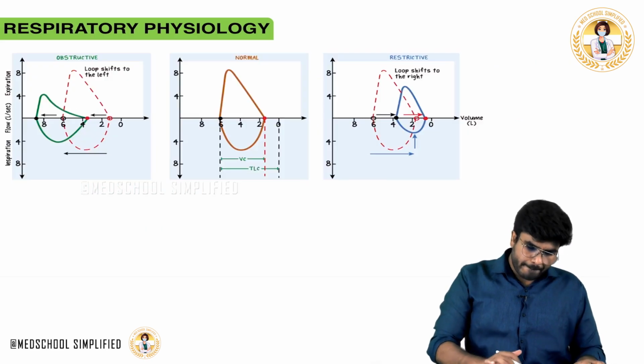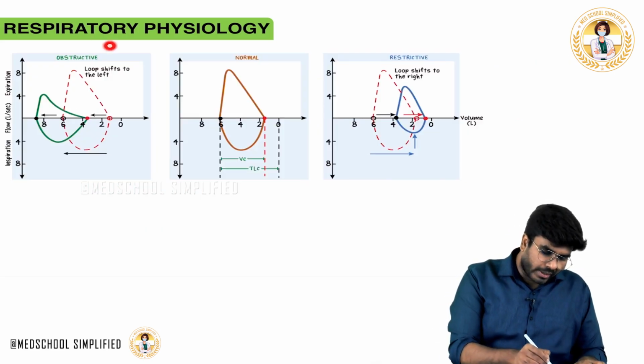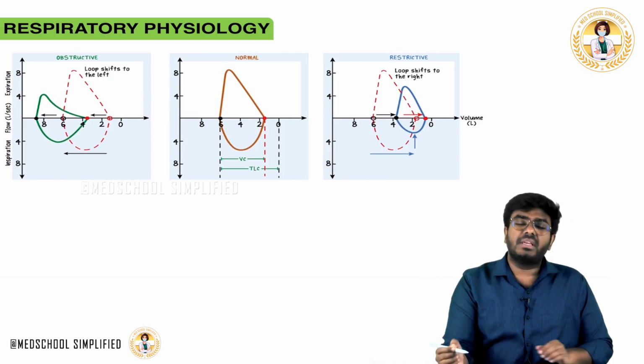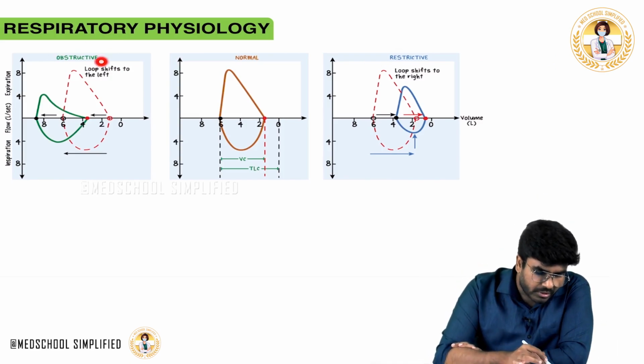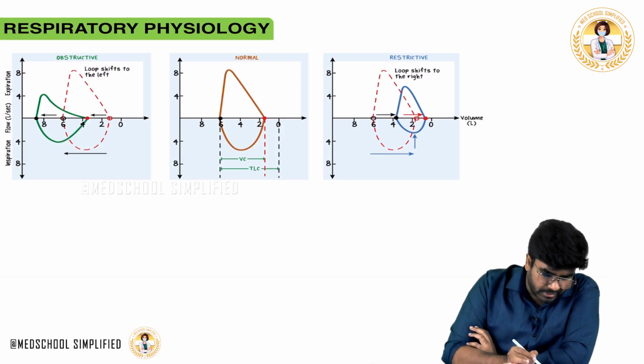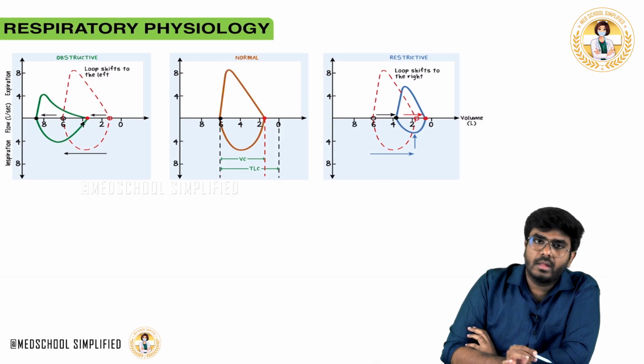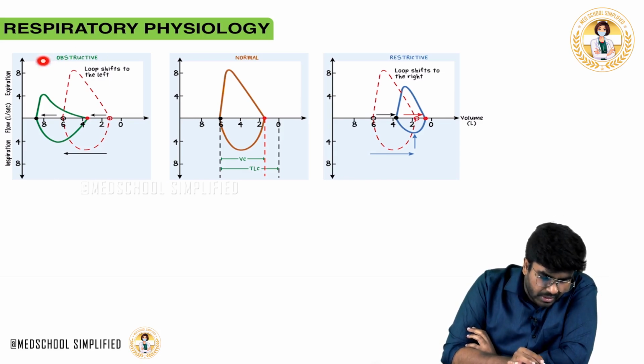Having discussed that, now look at the flow volume loops in the three conditions: obstructive disease, normal, and restrictive lung disease. Obstructive lung disease, I have already explained to you. See, this dotted line is the normal one, the normal flow volume loop. But what is happening in obstructive lung disease?